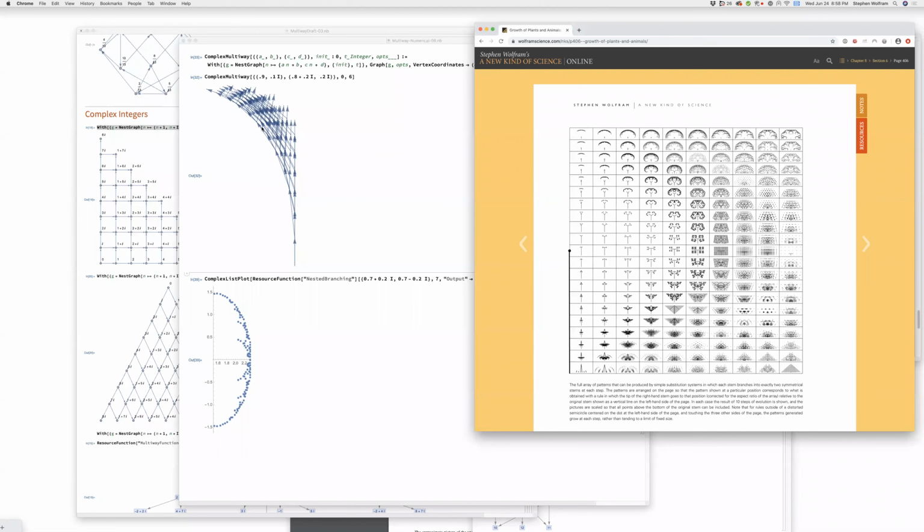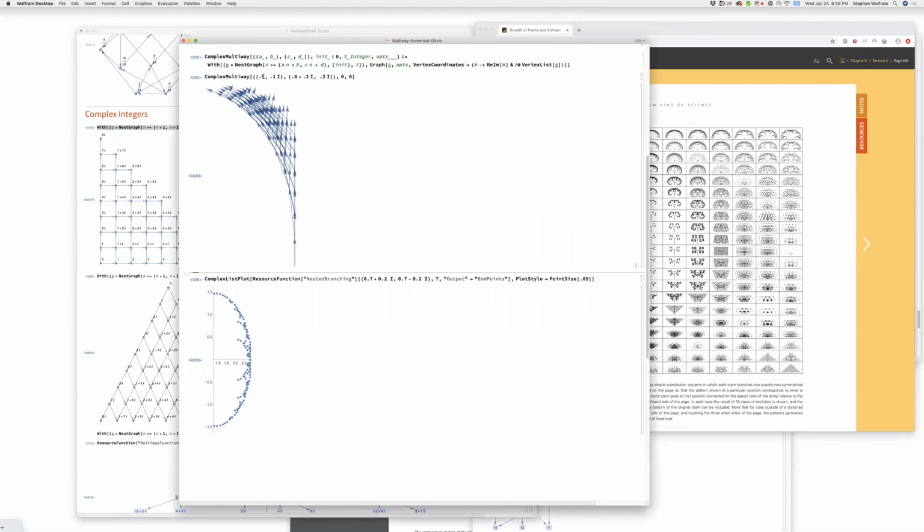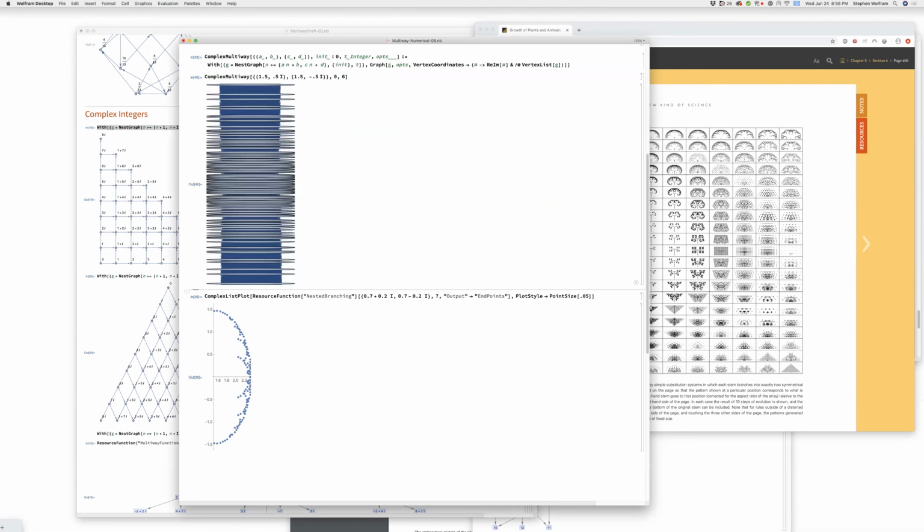So let's say we go to, I'm going to guess that might be 1.5 plus 0.5i, and then there 1.5 minus 0.5i. Right. One thing to consider is basically keeping with points that are within Mandelbrot's limit.